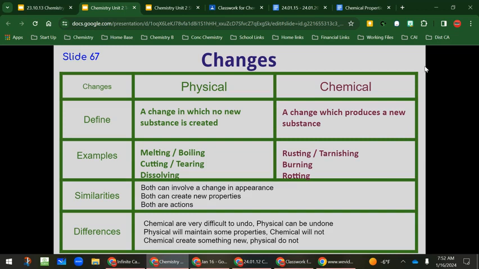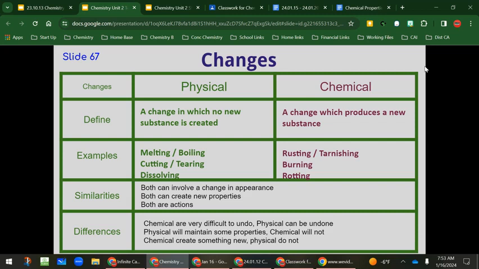When you burn the paper, can you put it back to being paper? No shot at all there. You cannot unburn something. Okay? Again, some chemical changes we can undo, most of them we cannot.